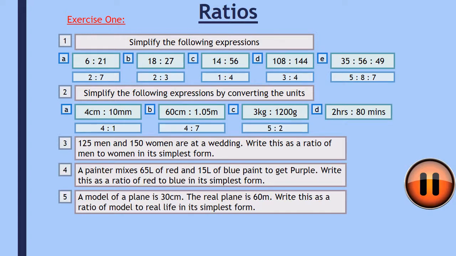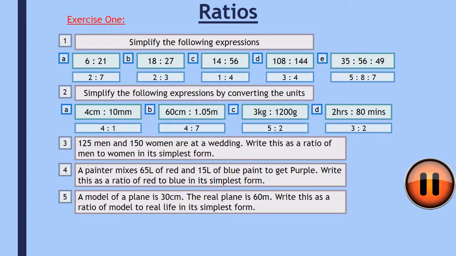Now let's look at D. 2 hours to 80 minutes. We know that 2 hours is the same as 120 minutes. So 120 minutes to 80 minutes, both of those, 12 and 8, we know they both have a common factor of 4. So if we divide them both by 40, we get 3 to 2.